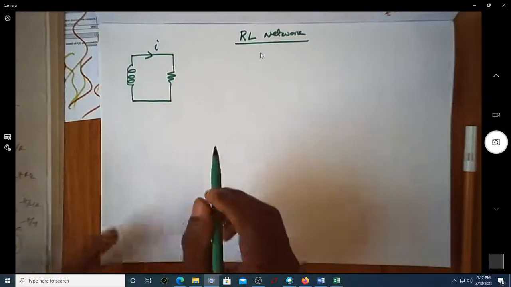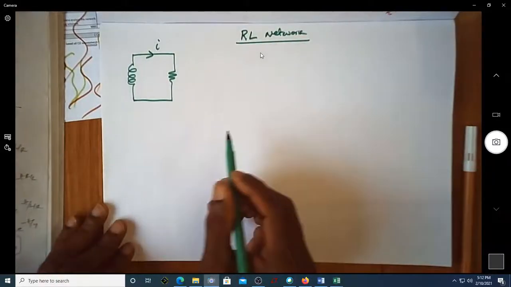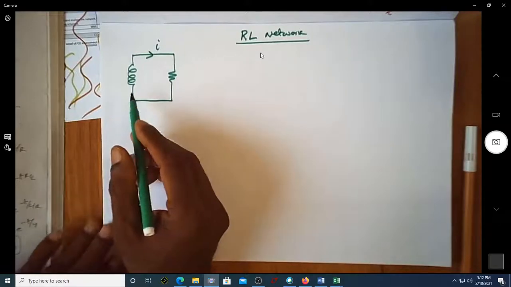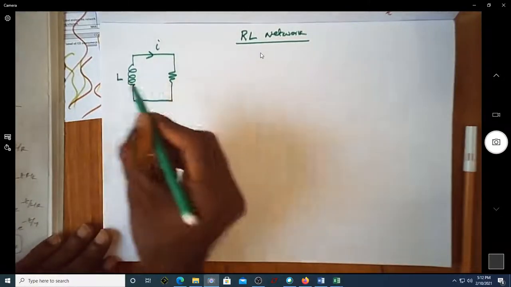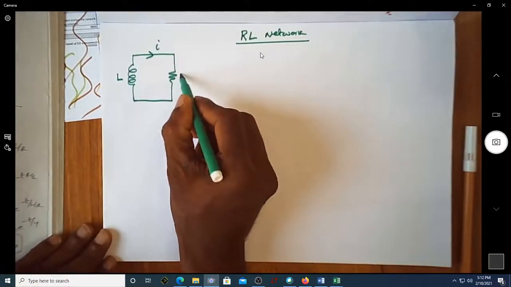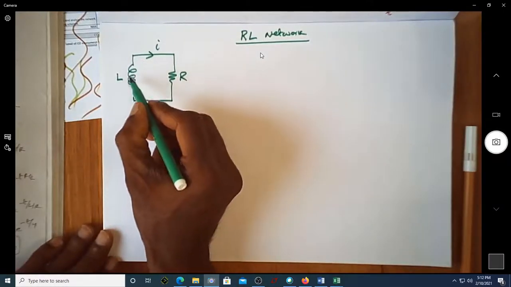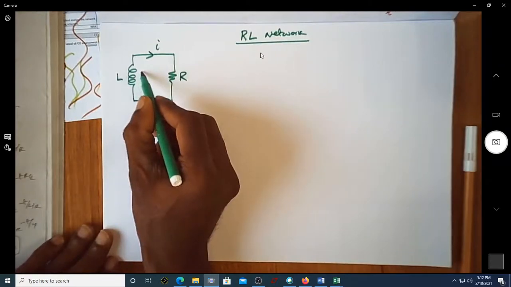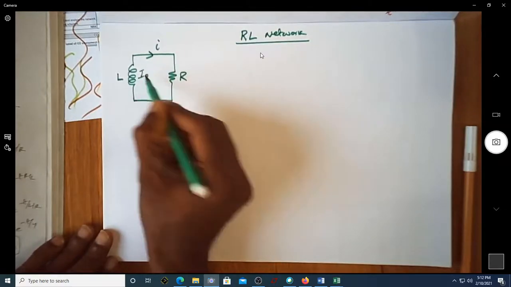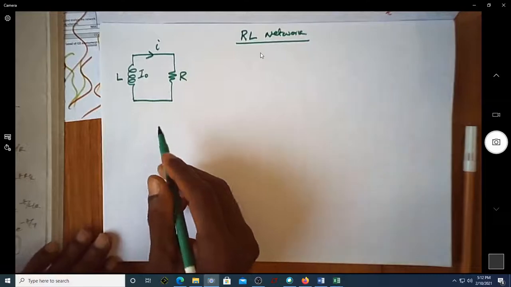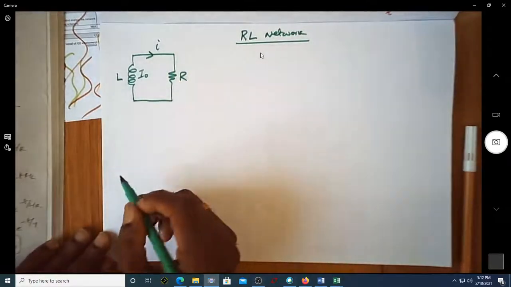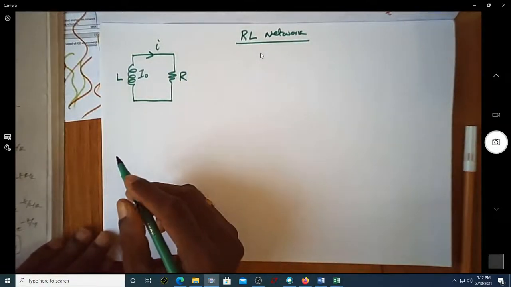Okay, welcome to the video on RL networks. Let us consider a network having an inductor with value L and the resistance value R. Let us assume that the inductor has the initial current of I naught stored in it. Let us try to understand what is the expression for I at any given time.